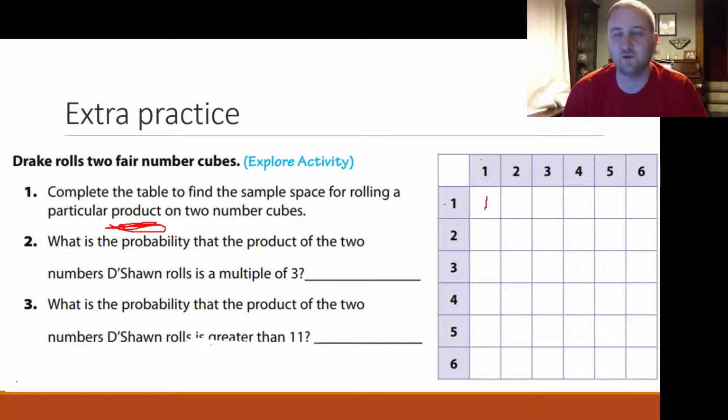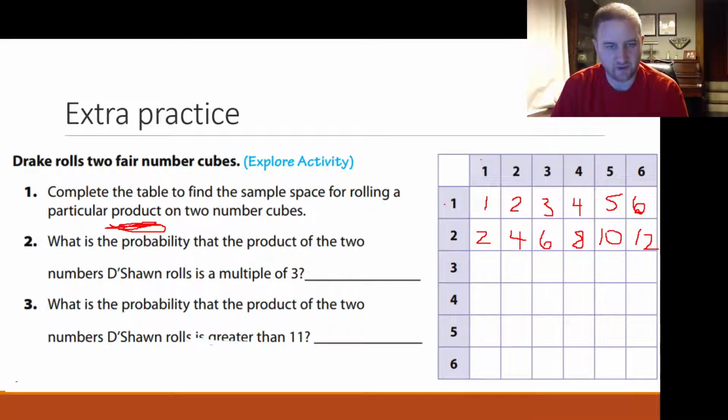That's a product of 1. Then 1 times 2 is 2. 1 times 3 is 3. 1 times 4 is 4. 1 times 5 is 5. 1 times 6 is 6. Okay, that's our first row done. Now let's say we roll a 2 on our first die and then a 1. That's a product of 2. Then 2 times 2 is 4. 2 times 3 is 6. 2 times 4 is 8. 2 times 5 is 10. And 2 times 6 is 12.